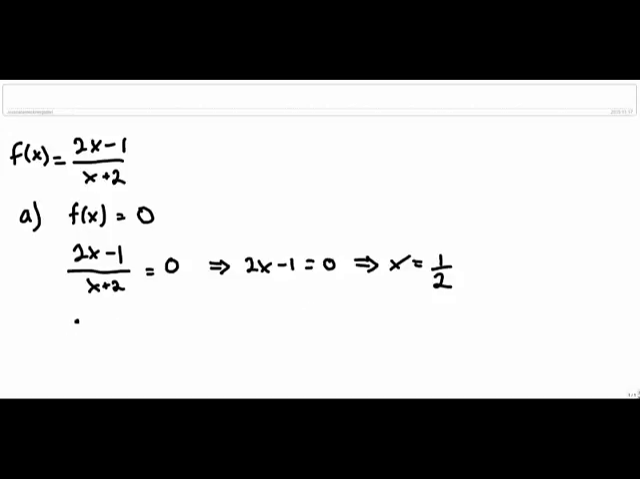The y-intercept is when the x value is equal to 0. Okay, so we just have to find out what is the y value when x is equal to 0. So 2 times x, which is 0, minus 1 divided by 0 plus 2. Minus 1 divided by 2, so minus a half, minus 1 over 2. Okay, so now we have the x and the y-intercept.